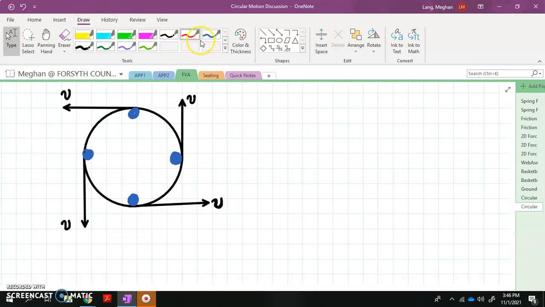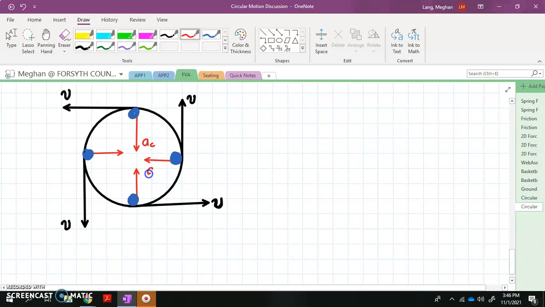So that force is pointed towards the center, and our net force and our acceleration always point in the same direction. So that means that no matter where I am, I have this acceleration pointed towards the center. So this acceleration is pointed towards the center because I have that force pointed towards the center. I'm going to label that AC for centripetal acceleration. So that acceleration is pointed towards the center because it comes from the centripetal force, which is also pointed towards the center.